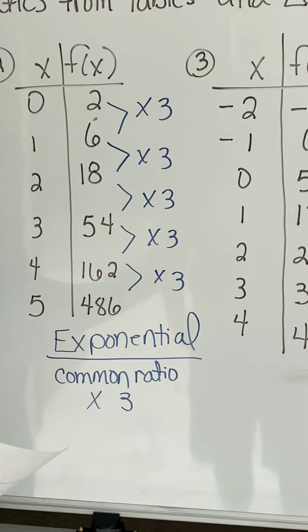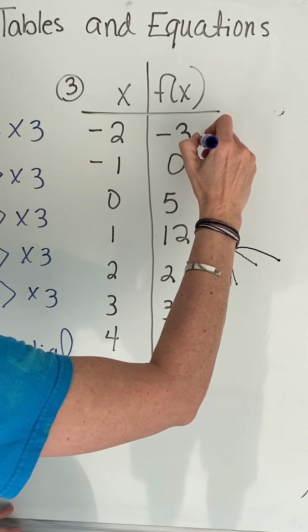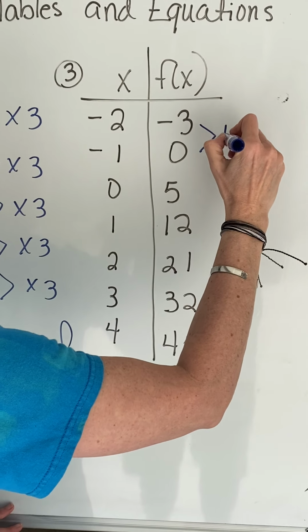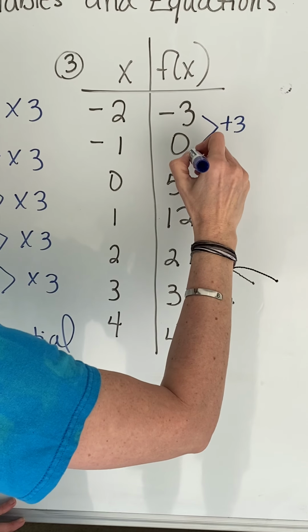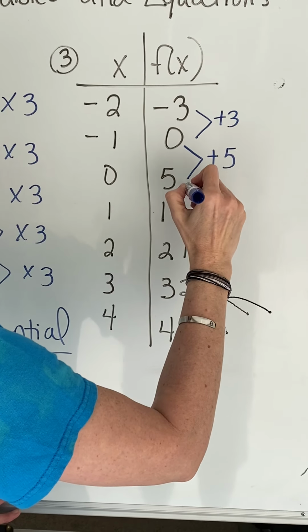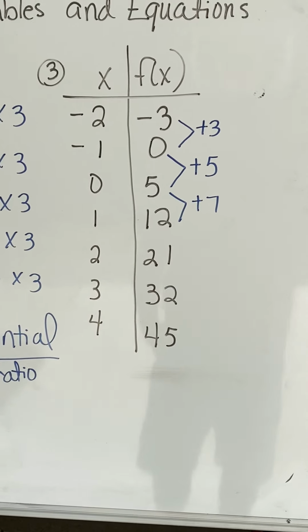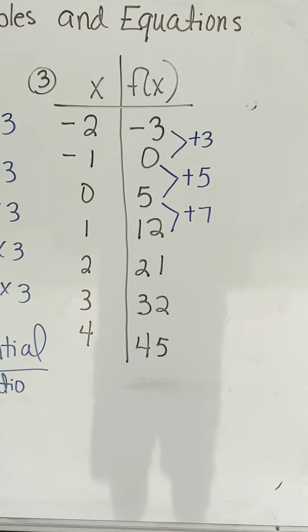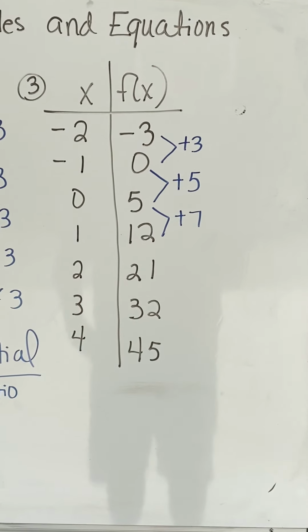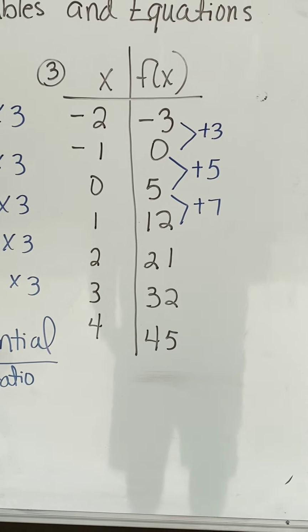If you look at number 3, first I'm going to see if there's a common addition pattern. So if I go from -3 to 0, that's adding 3. If I go from 0 to 5, that's adding 5. If I go from 5 to 12, that's adding 7. So that's not a common difference. In other words, I know this is not going to be linear, and I'm definitely not multiplying here, so I know it's not going to be exponential.